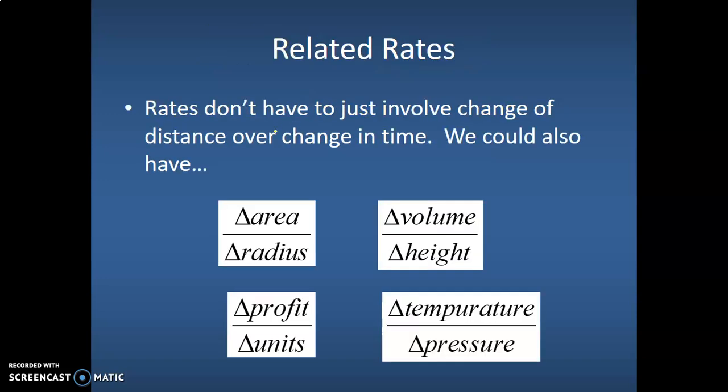We could do the rate of change of area with respect to radius, or the rate of change of volume with respect to height, or temperature with respect to pressure, or profit with respect to units. You can do pretty much anything with respect to anything else as long as you have equations that relate them. So let's do a couple of different examples other than just dy dx.